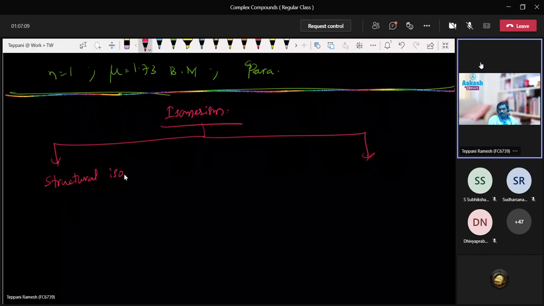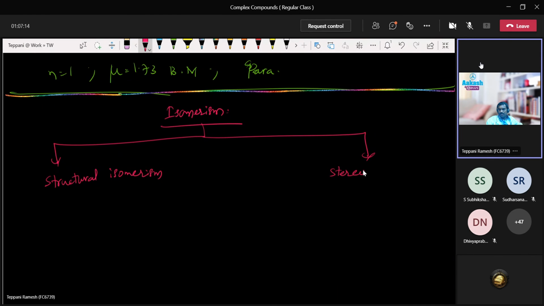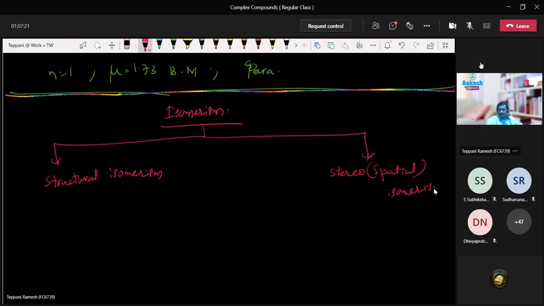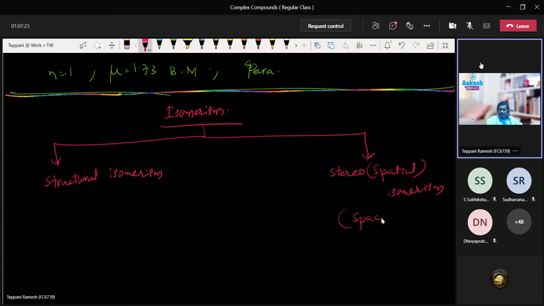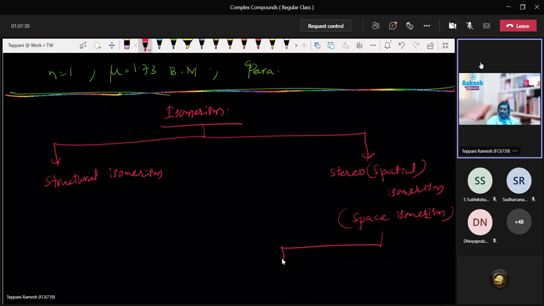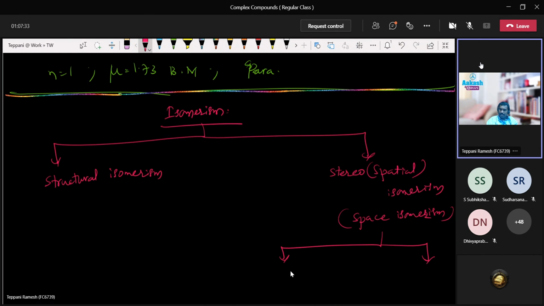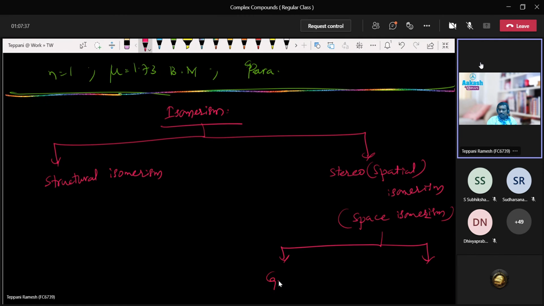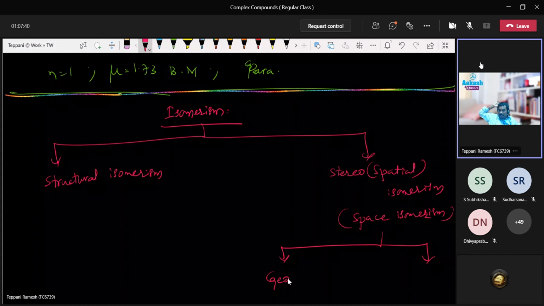Structural isomerism, and stereo or spatial isomerism. You can say space isomerism also. Again, two varieties there. We are going to discuss here organic chemistry, inorganic chemistry, complex compounds. Not all of those you learnt in organic chemistry; those many things are not coming.